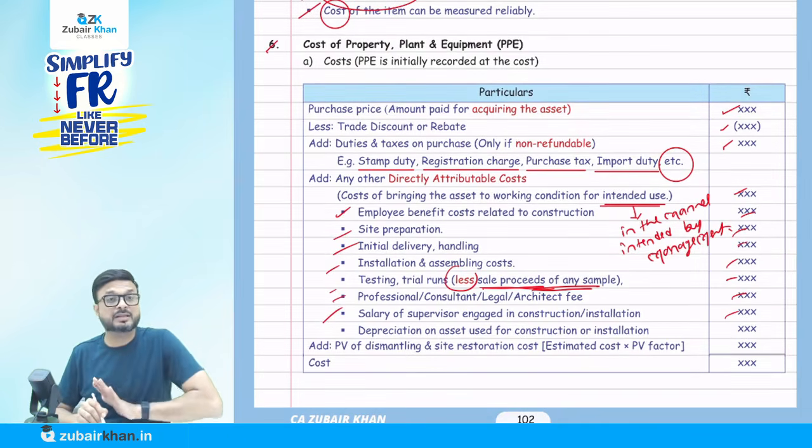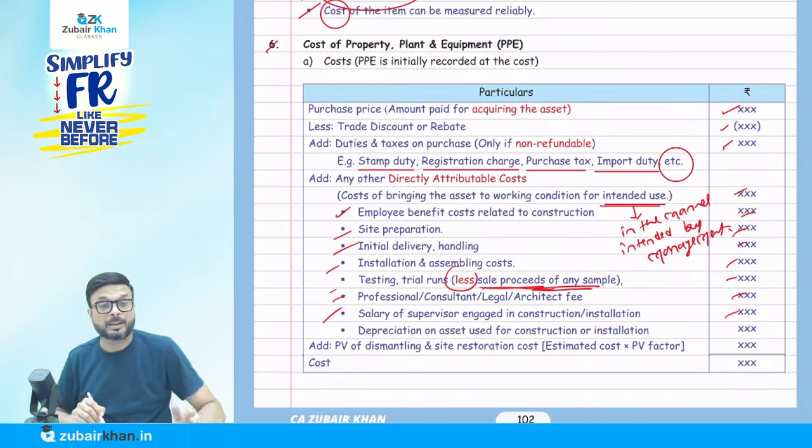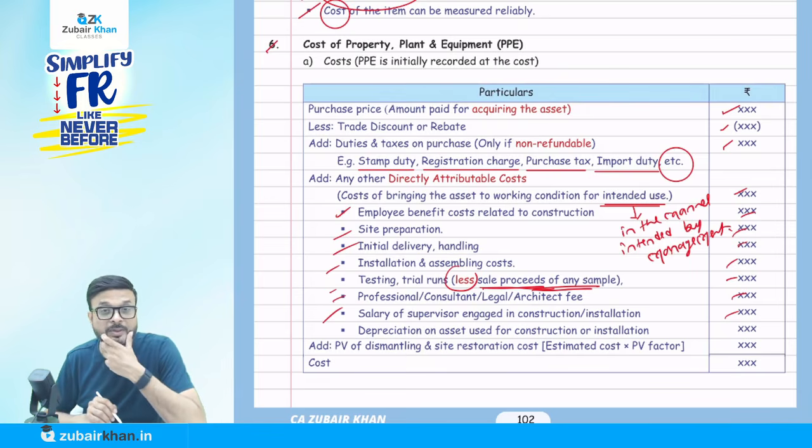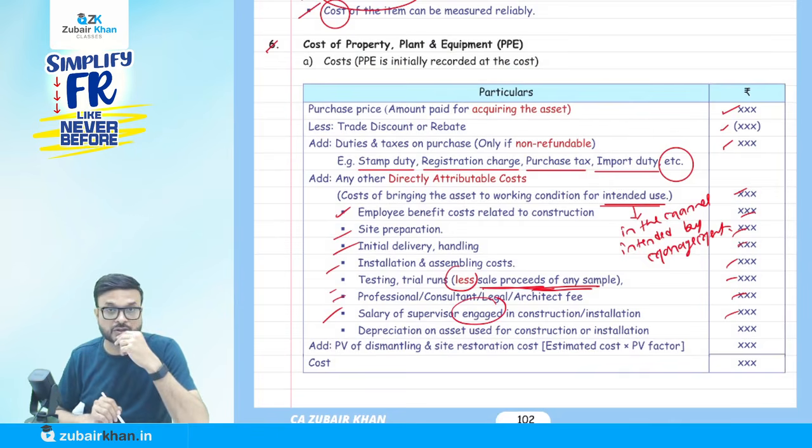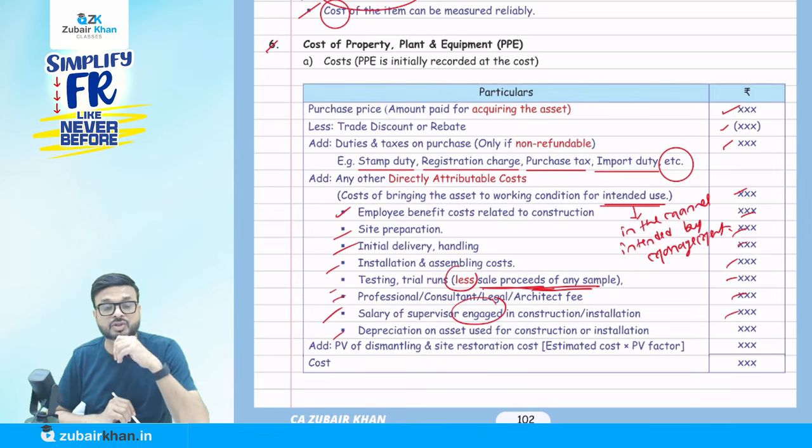Why is salary in general not a part of the cost of the PP, but here we are adding it to the cost of PP? The reason is that it is the salary of a supervisor who is engaged in the construction or installation. Now, this is also important: depreciation on an asset used for the construction or installation.